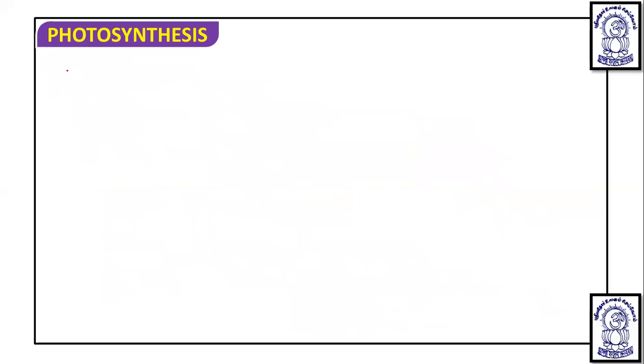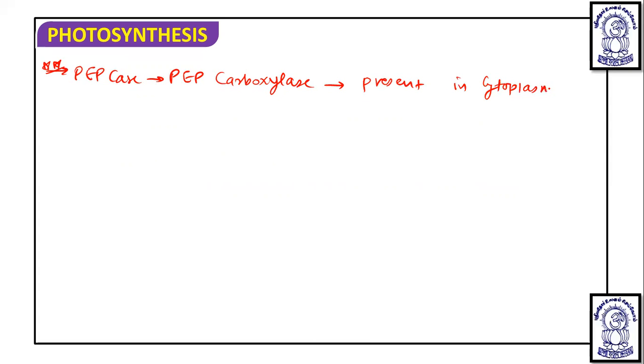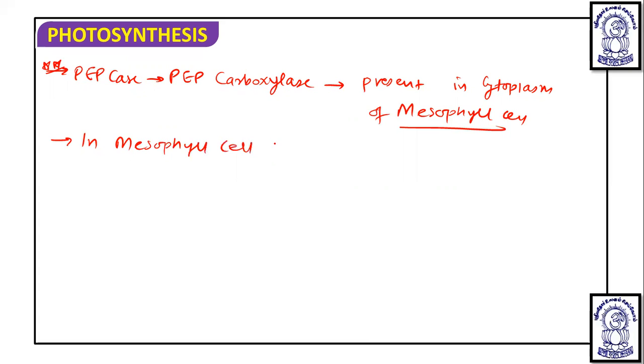Now, in the pathway, the enzyme we have used is PEPase, which is also known as PEP carboxylase, that is phosphoenol pyruvate carboxylase. And this is one of the important questions they sometimes ask: it is present in the cytoplasm of mesophyll cell, remember. And one more thing, in mesophyll cell, rubisco is absent.